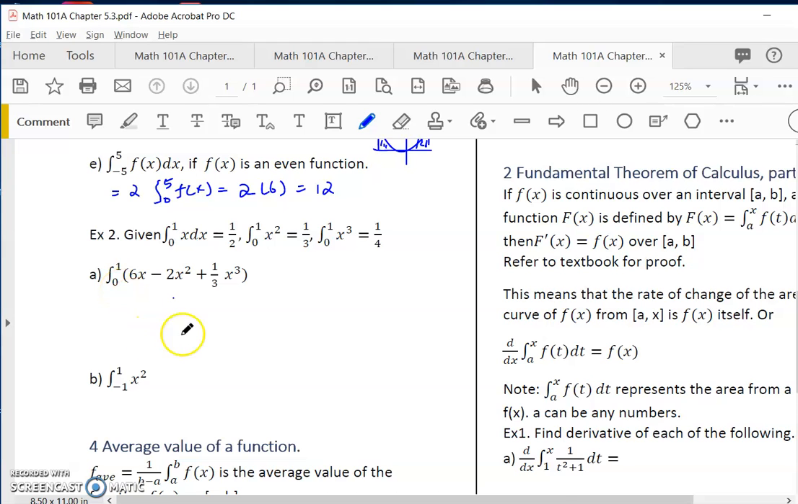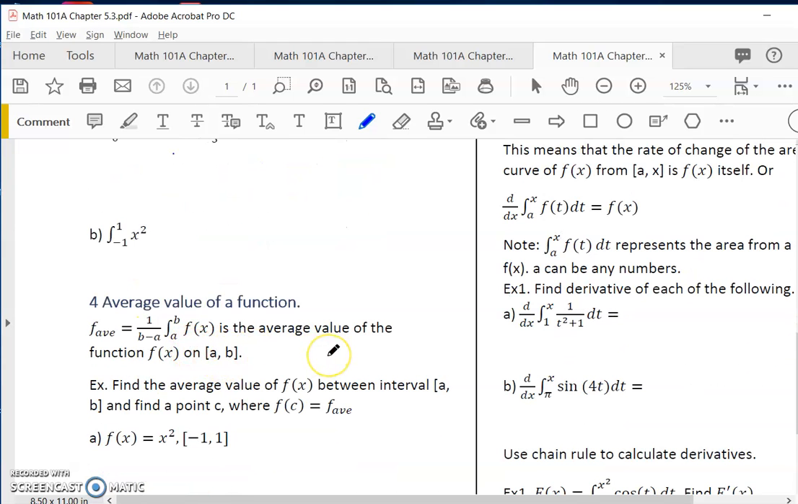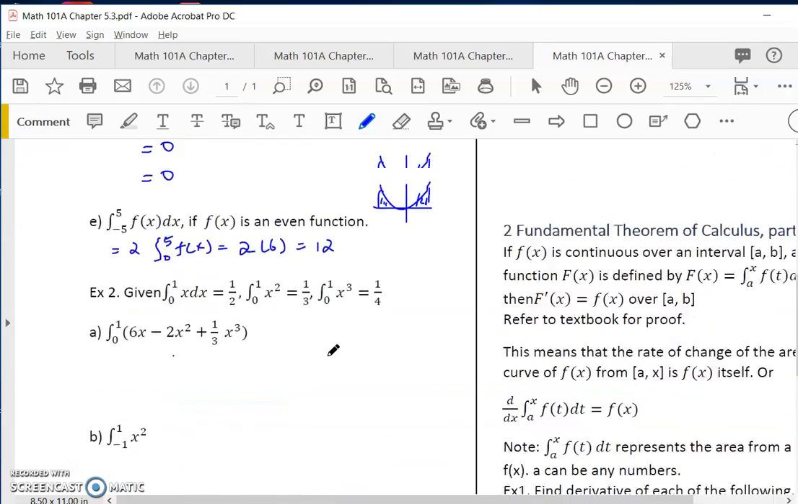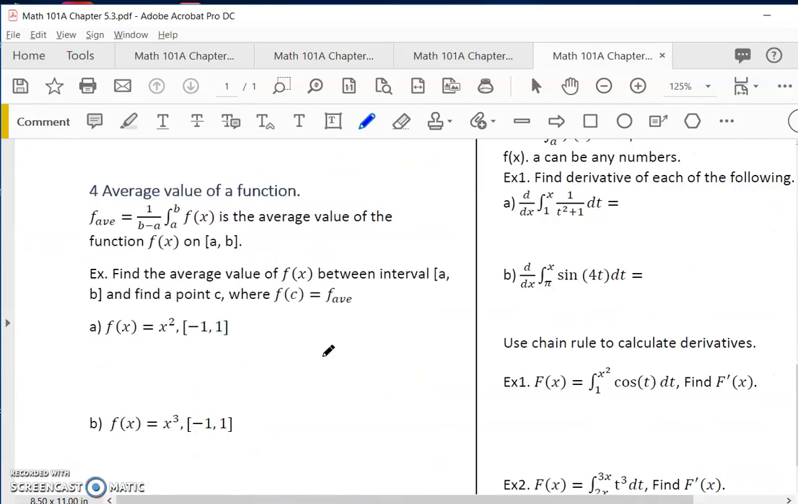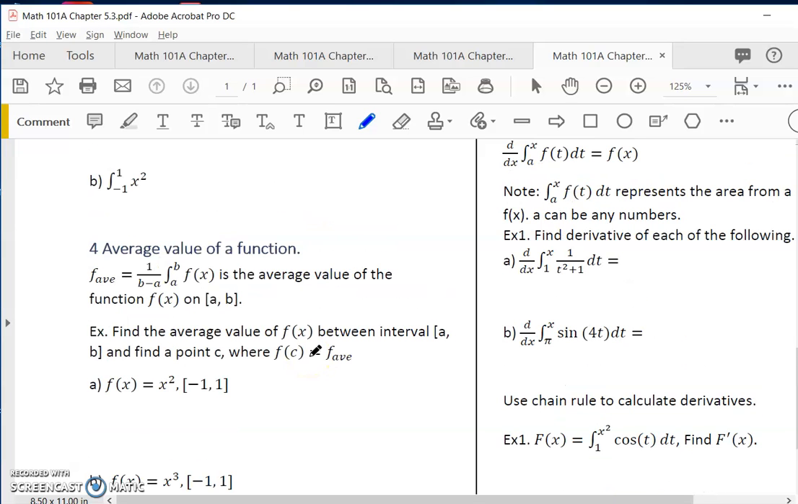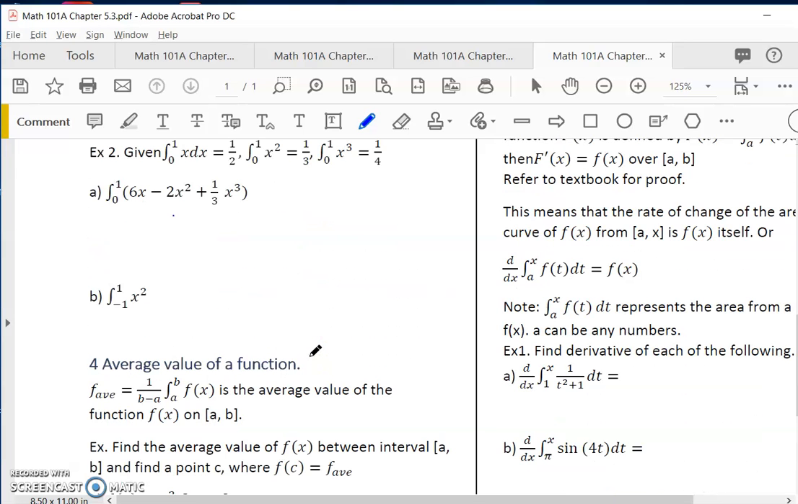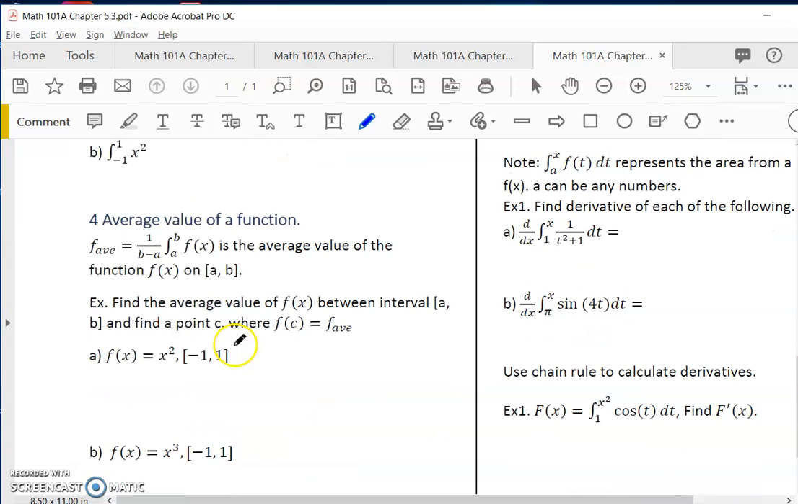Okay, so I have another part, which is the average value of a function, that I need to go over. So maybe I'll just tape another video for part 4. Is it part 4? To go over this and the average value of a function.